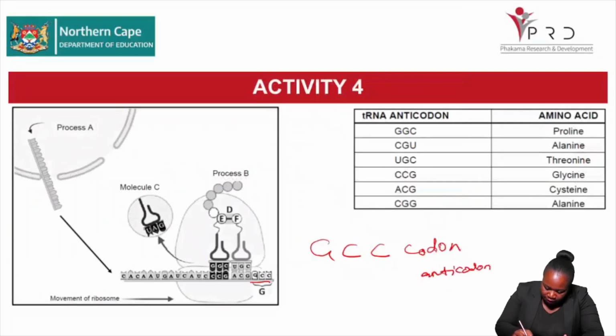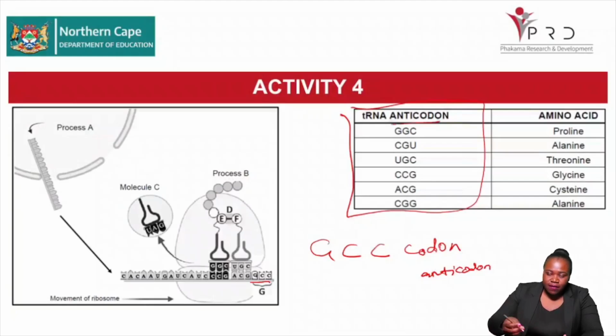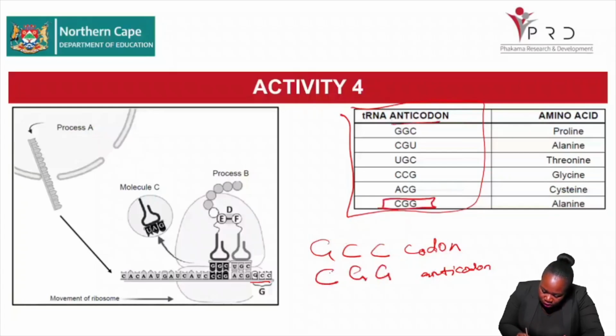Which is what we have on the table. Remember, we don't work with codons on this table. We work with anticodons. So you must first find the anticodon. We have anticodon CGG. What is anticodon CGG? It gives us the amino acid alanine, right? So it gives us alanine. That is codon G. Right.